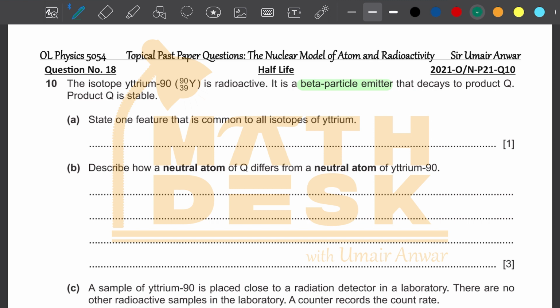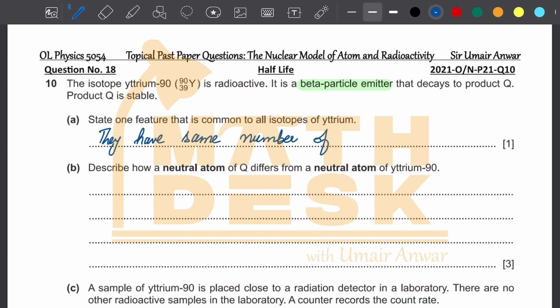Part A: state one feature that is common to all isotopes of yttrium. So the common feature could be stated as they have the same number of protons. All the isotopes of an element have the same number of protons.